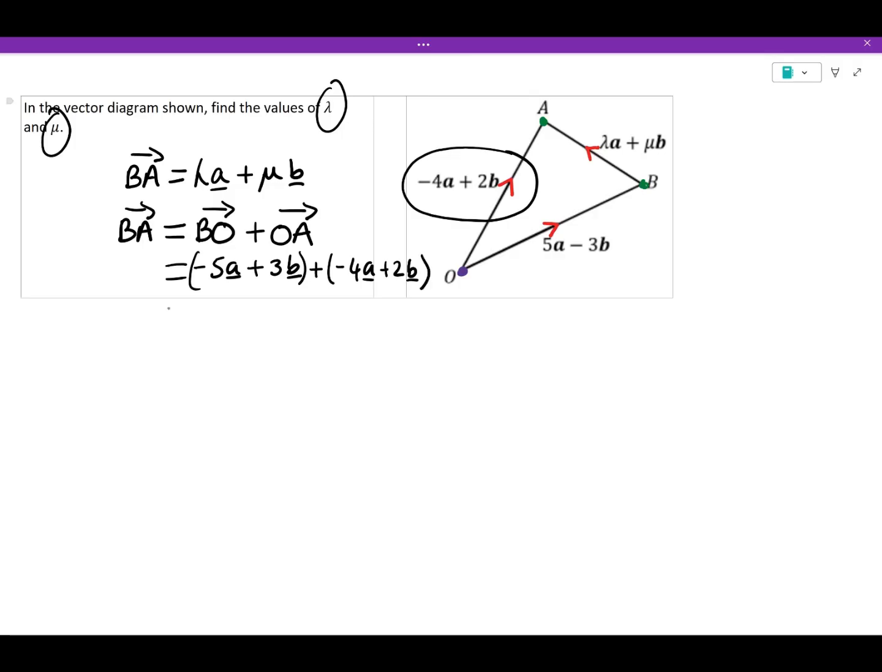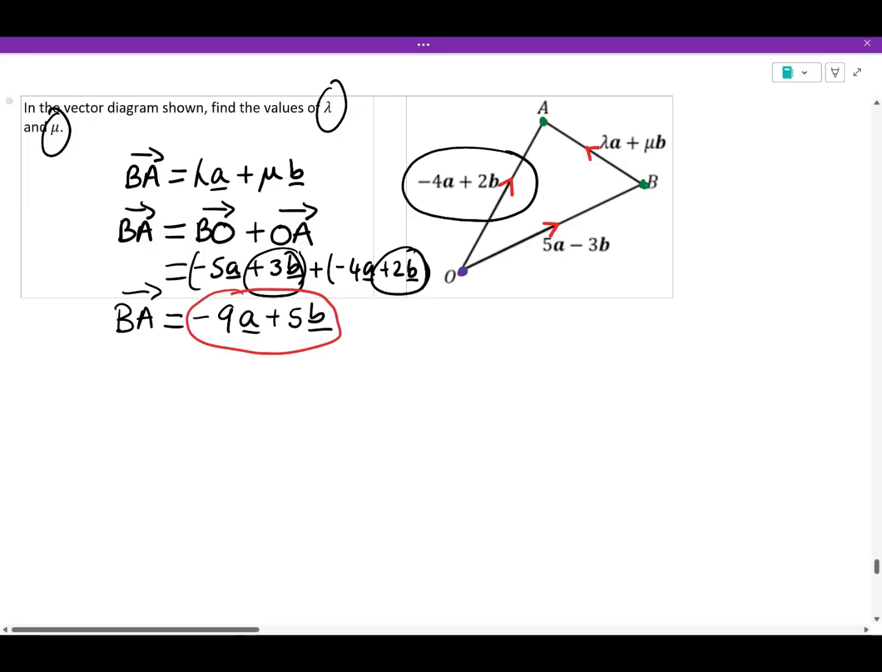Okay, and then let's simplify and collect like terms. So negative 5A, subtract 4A, well, that's going to be negative 9A. And then if we do our B terms, it's going to be positive 3B plus 2B. So that's going to be positive 5B. Okay, so what I found here is a vector that is equal to B to A. So I'm just going to circle it here in red. But also at the top, I have a vector that is equal to B to A.